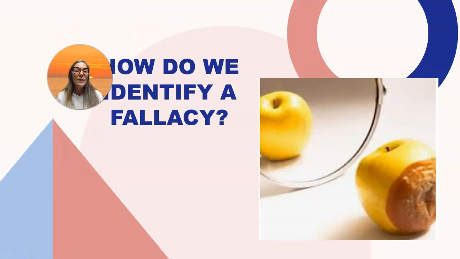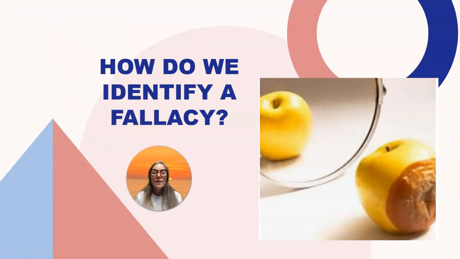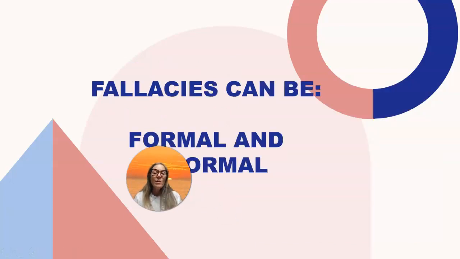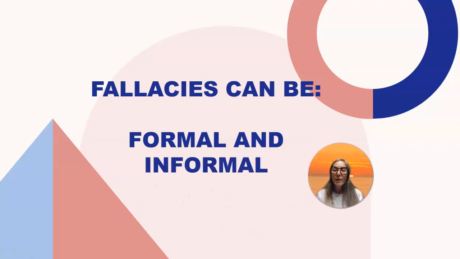How do we identify a fallacy? Sometimes it can be something that just doesn't belong and it's obvious. Other times it can be emotional and something that kind of tricks you into concluding something or agreeing with someone. Let me show you. So fallacies can be both formal and informal. We'll spend most of our time studying informal fallacies.